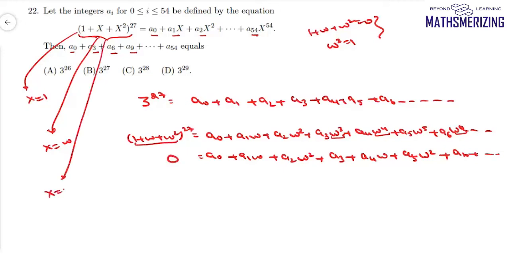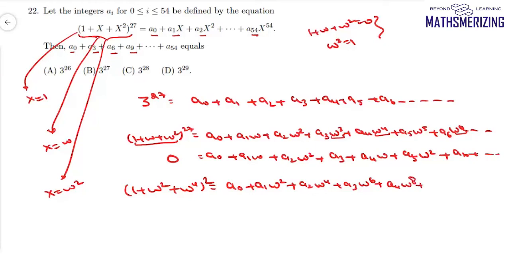Now I'll put x as omega square. If I put x as omega square, I'll get (1 + omega to the power 4) to the power 27. So here will be a0, a1 omega square, a2 omega to the power 4, a3 omega to the power 6, a4 omega to the power 8, a5 omega to the power 10, a6 omega to the power 12, and the series will continue. Now we know that omega to the power 4 is simply omega. Now 1 + omega square is again 0. Now this is a0, this is a1 omega square, and omega to the power 4 is simply omega.